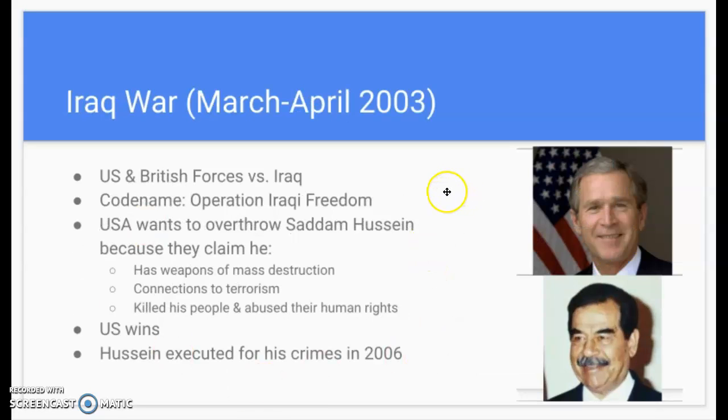This war happens between March and April of 2003. It's called Operation Iraqi Freedom. The United States wants to overthrow Saddam Hussein because they claim that he has weapons of mass destruction, he is connected to terrorism, and he's killing and abusing the human rights of the people in his country. The United States wins, and Hussein is later executed for his crimes in 2006.